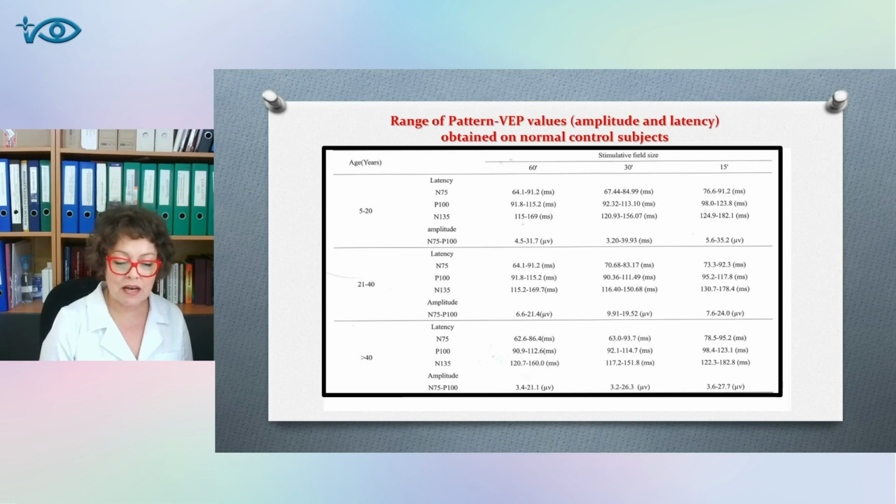So in children up to 3-5 years old, the considered normal P100 latency is 115 to 125 milliseconds. With decrease in size of the checkerboard cells, the latency of the VEP components increases in adults, while in children under 3-4 years of age, such dependence is not observed, which indicates the immaturity of spatial frequency perception in children.